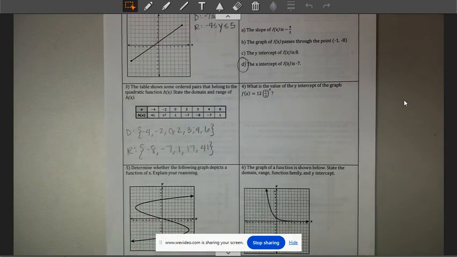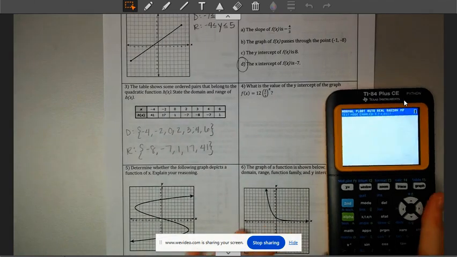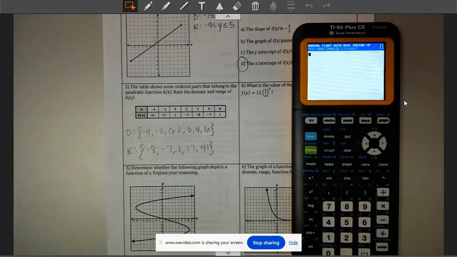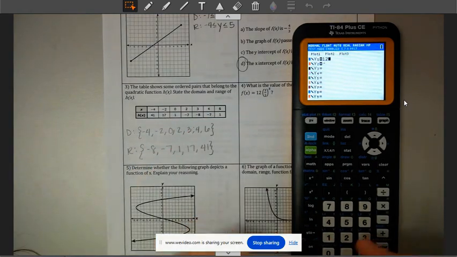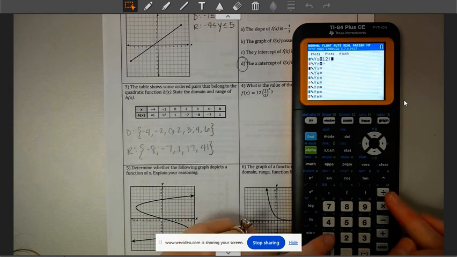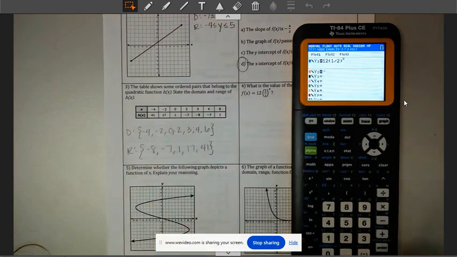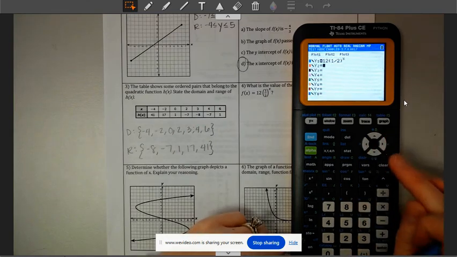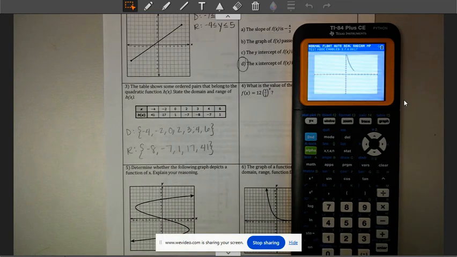Number 4 says, what is the value of the y-intercept of the graph f of x equals 12 times 1/2 to the power of x? So I'm actually going to type this in my calculator and look at the graph. I'm going to go to y equals, we're going to type 12, parentheses, 1 divided by 2. We always type fractions in parentheses. Then we use the caret symbol right underneath clear to make our exponent x. I'm going to clear out the negative that's in here. And now I can hit graph and look at my y-intercept.